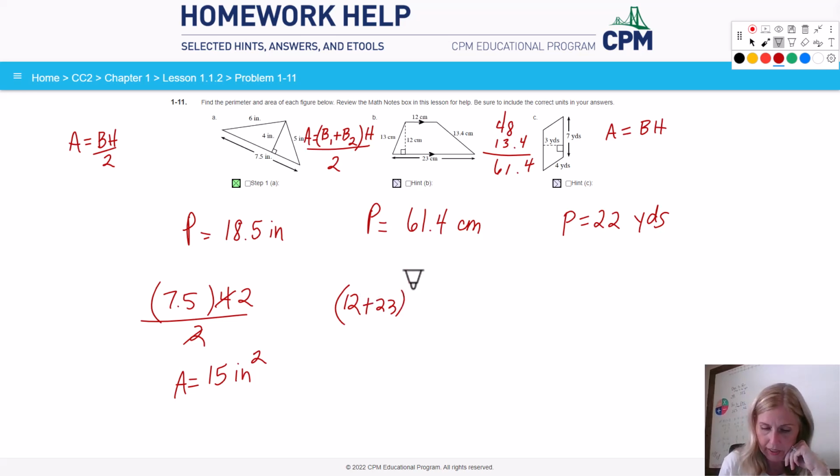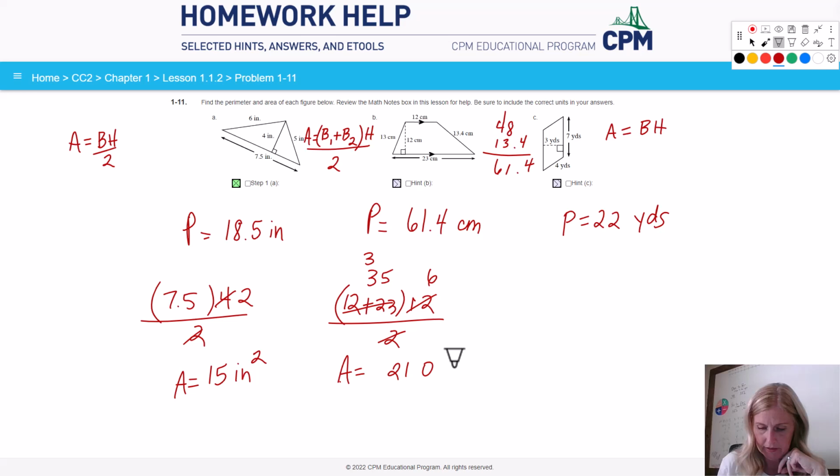And then we will multiply it times height. There's that straight up and down. That's always your height. Times 12. Divided by 2. So we will do what's in parentheses first. That would be 35. 12 divided by 2 is 6. And then 6 times 5 is 30. 6 times 3, 18, 210. So that would be centimeters square, 210 centimeters square.